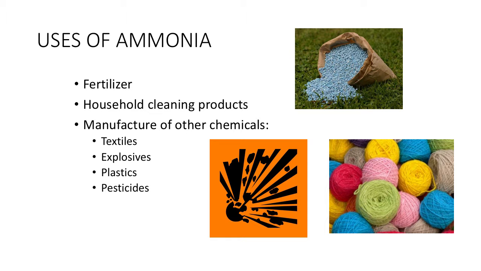Usually, ammonia is used in fertilizer and household cleaning products. Besides this, it can be used in the manufacture of other chemicals such as textile, explosive, plastic, and pesticide.